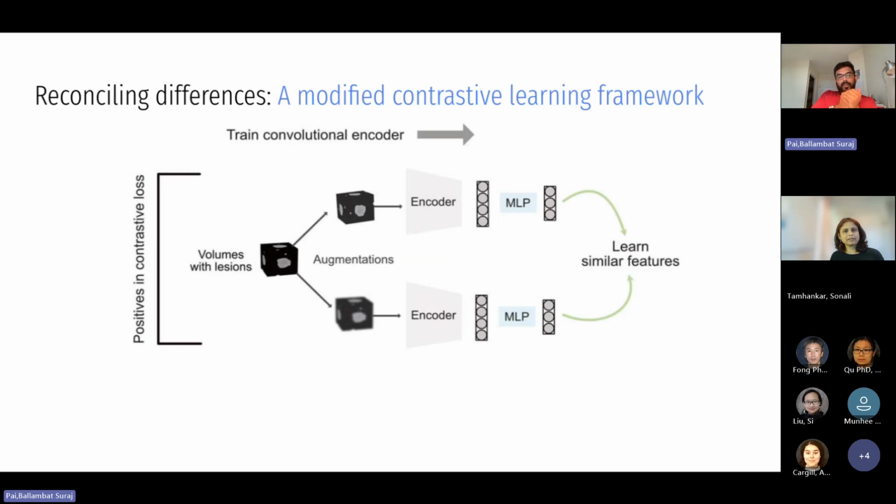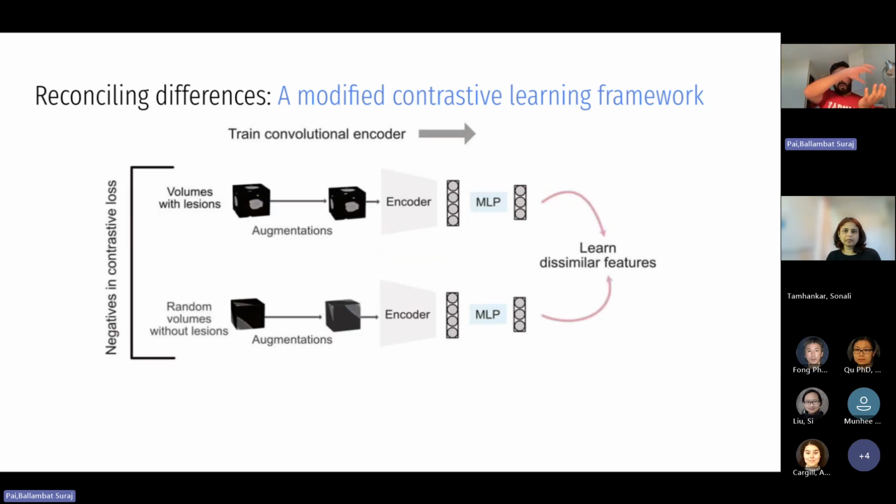And what you do is, for this volume with the lesion, you make two different augmentations and you help them learn similar features. This is exactly what we did for the cat image before, but now for a lesion. Then the negatives, the images of the dogs in the previous example, are not actually other lesions, because what if two lesions are pretty similar? What if lesions are of the same shape? We don't want them to learn very different representations then.